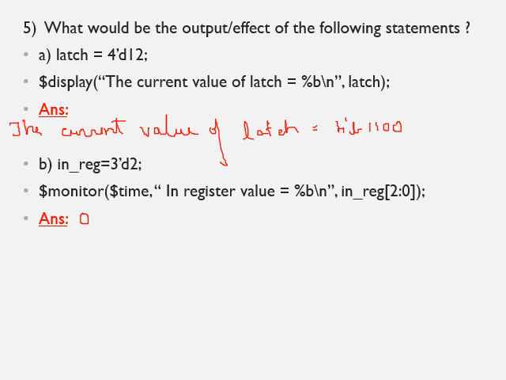In register value equal to, now this in register should be represented in binary, that is 3-bit binary, that is 2, that is 3'b010.